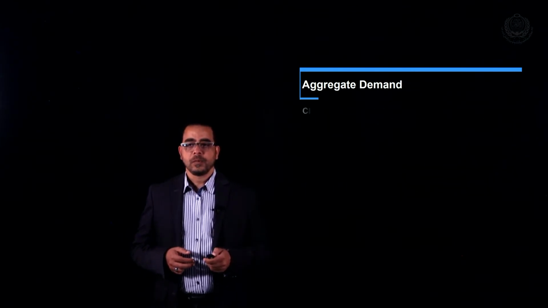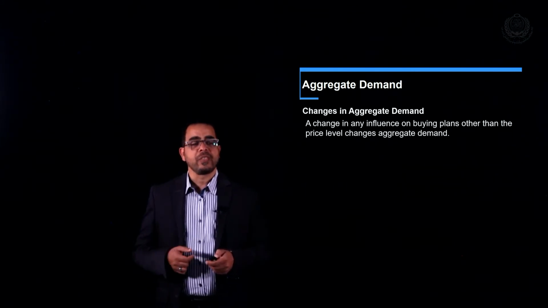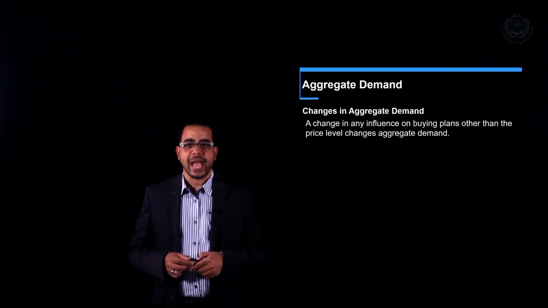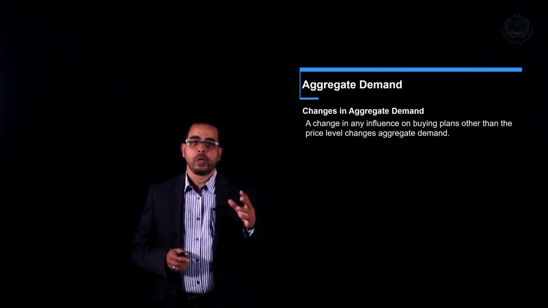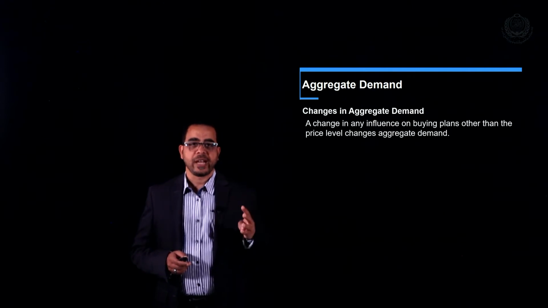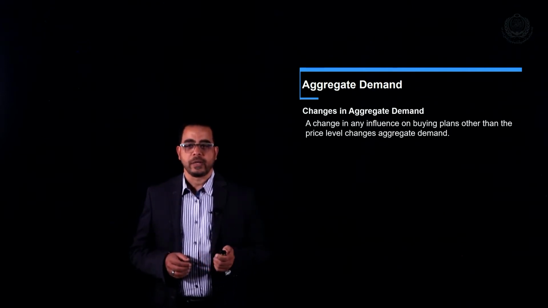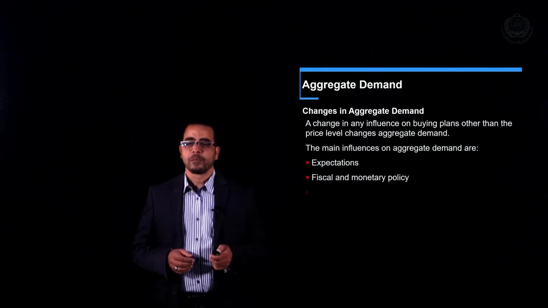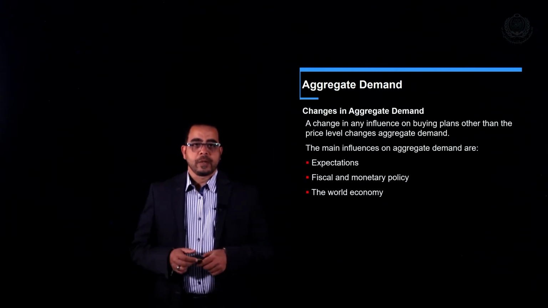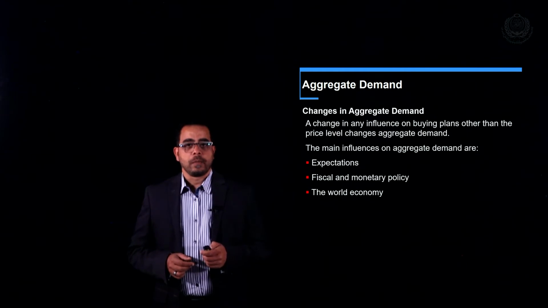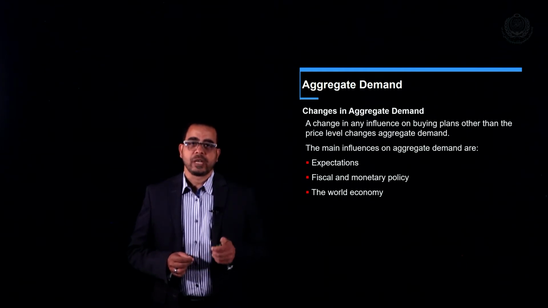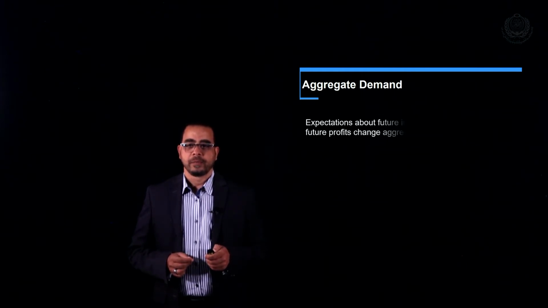Now let's talk about the other factors that will affect the aggregate demand. We agreed that there are 4 factors. The first one was the price level. Let's talk about the rest, the other 3. The first one is expectations. So let's talk about expectations and their relationship with the aggregate demand.